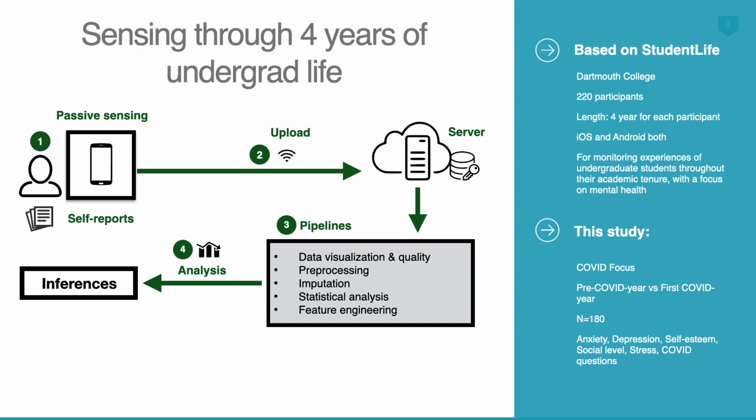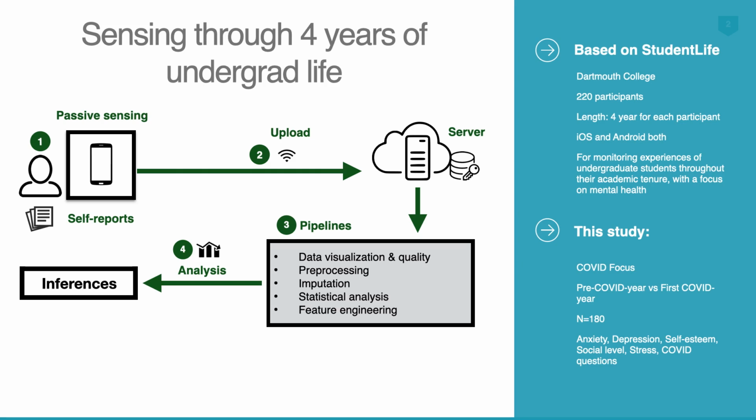The StudentLife study tracked 48 undergrad students at Dartmouth College throughout a term. In this next iteration of the study, we follow 220 undergraduate students throughout their 4 years at Dartmouth College. So the overarching goal of this study is to track experiences of undergrad students throughout their academic tenure with a particular focus on mental health.